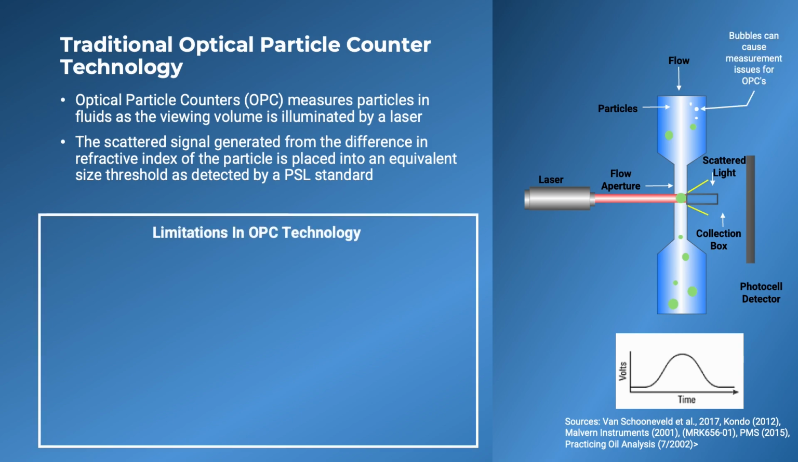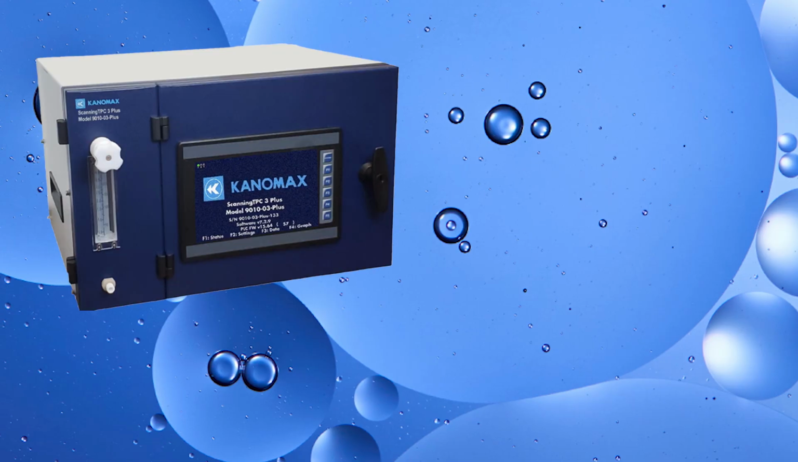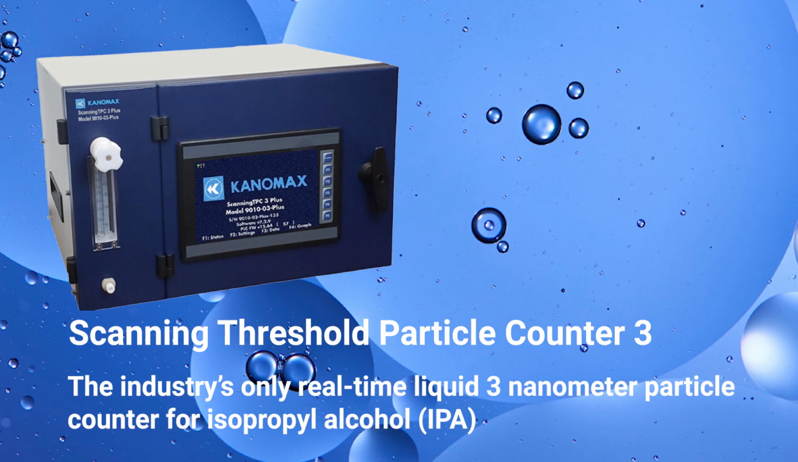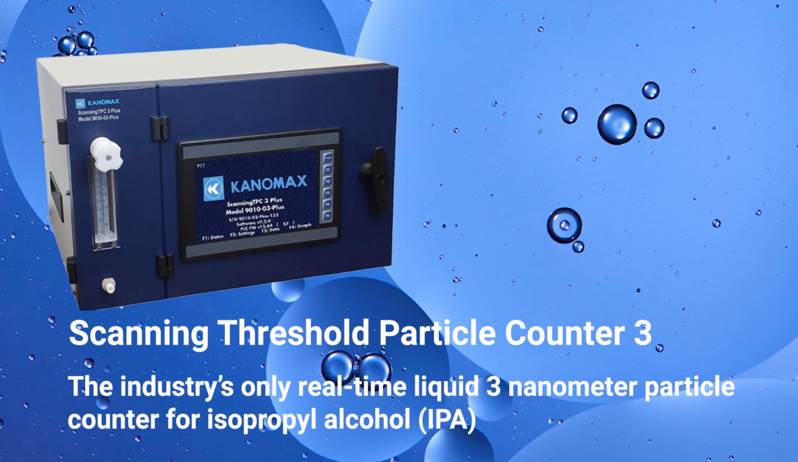They're also prone to measurement interference from bubbles, liquid chemistry, and refractive index variations, making calibration liquid-dependent and unreliable below 40 nanometers. In short, conventional OPCs can't see what really matters. The Scanning Threshold Particle Counter 3 from Kanomax FMT overcomes these challenges with a revolutionary measurement approach.